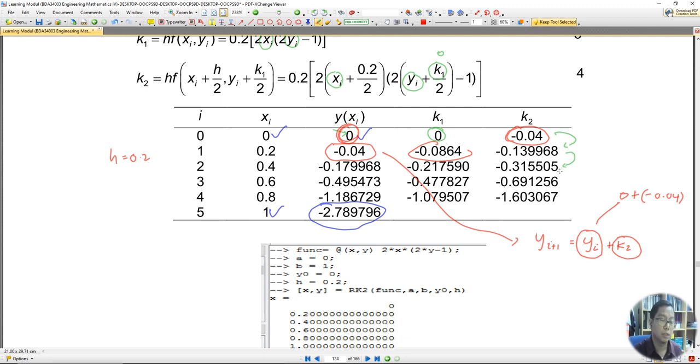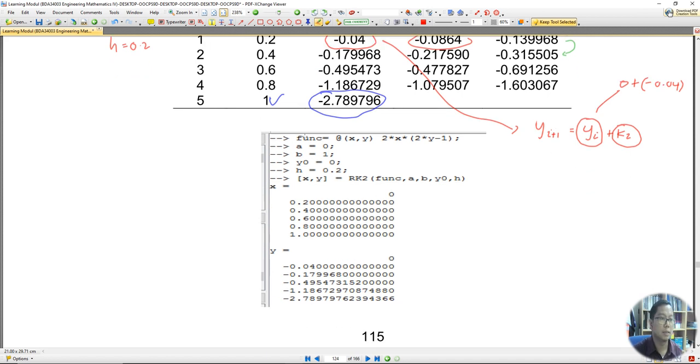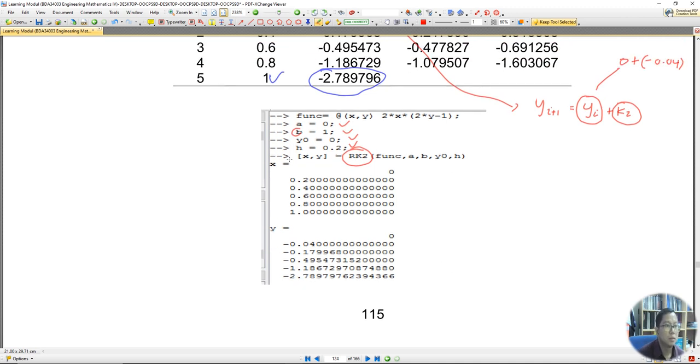And this is the validation through FreeMath software, where we just copy all these things. Let's say for k2, this is the function for k2, and then we put the value of a as 0, value b as 1, y naught is 0 and h is 0.2.